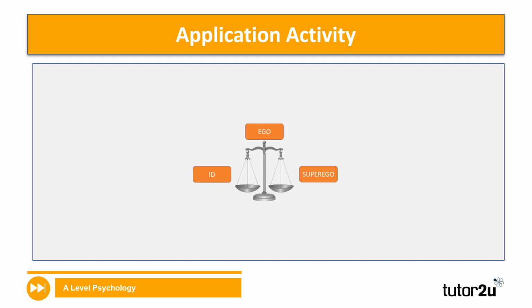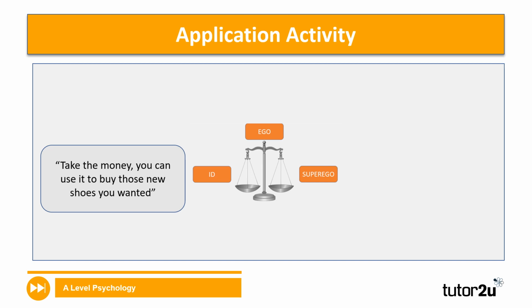Okay, I'm not sure what you got, but I'm going to talk you through how I view the id, ego, and superego in Rosie's scenario, so the 50 quid on the bus. So I think the id might say something along the lines of, take the money, you can use it to buy those new shoes you wanted. Remember, the fundamental thing about the id is it's not concerned with consequences, and it's very much selfish in its desires.